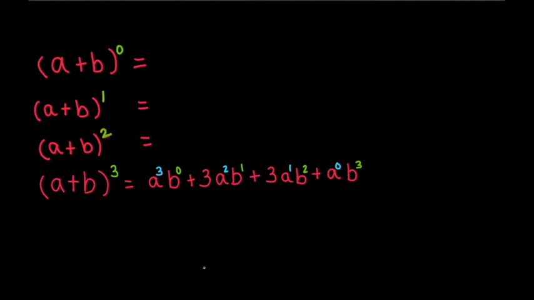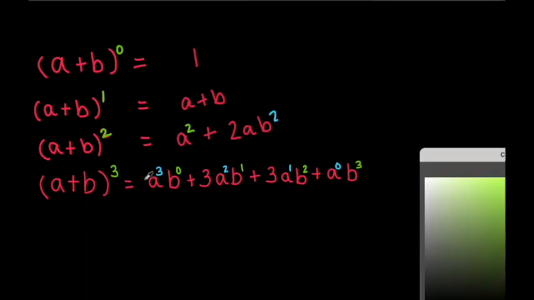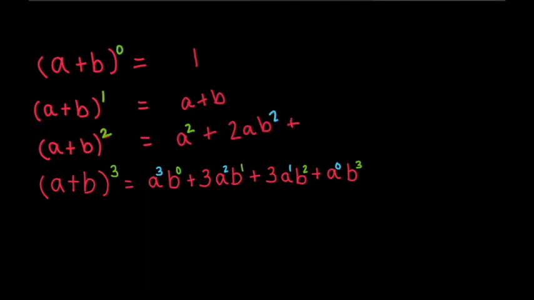So again, an example here, we had 1, 1, a plus b, and then here, of course, we had a squared plus 2ab plus b squared. There.